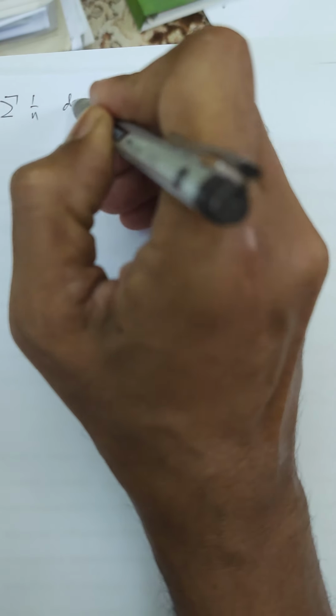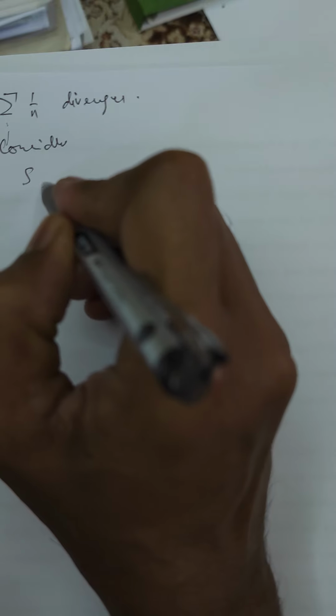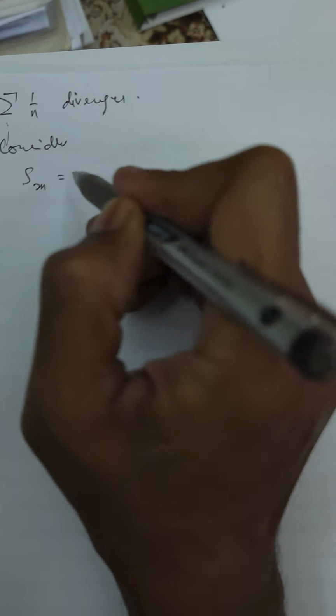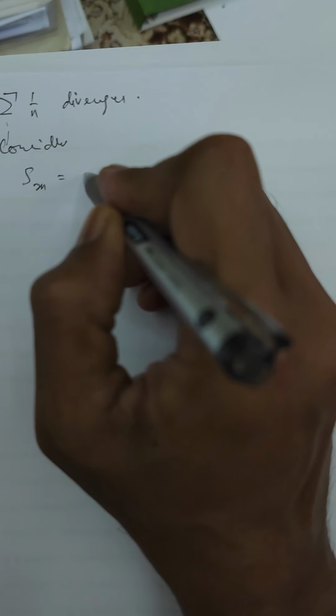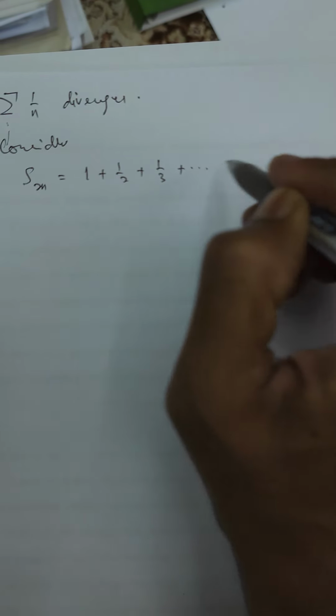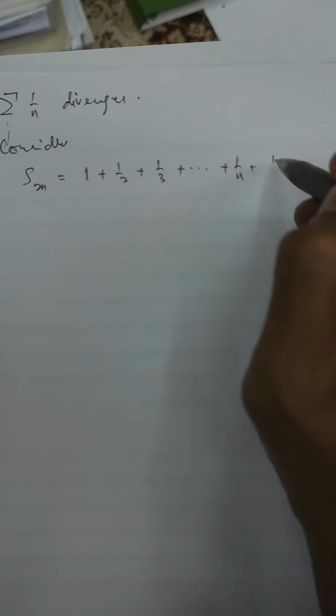So what we want to do now is show that the series 1 over n diverges. In order to prove that, we consider the partial sum S2n. That gives us 1 plus 1 over 2 plus 1 over 3 and so on up to 1 over n, plus 1 over n plus 1, and so on up to 2n.